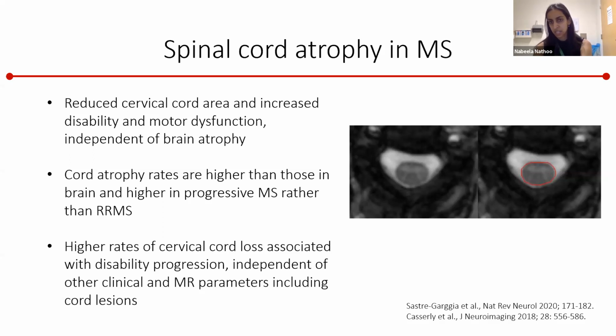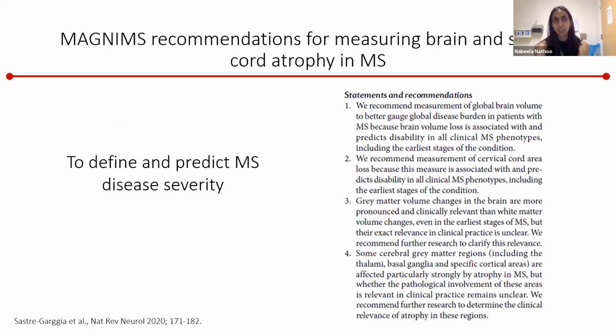Again, it's difficult to standardize across sites and to have sites that can do this really well with high enough signal intensity and ability to measure. So I think this is one of the holdups, but I think this is also a very critical area. And to the point where MAGNIMS, the MRI and MS group, has now created these recommendations for measuring brain and cord atrophy in MS.